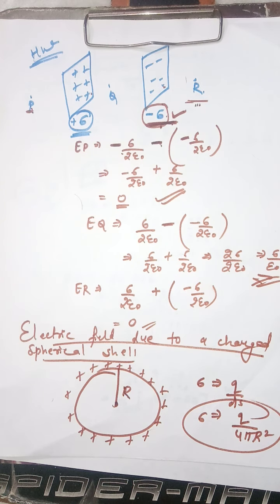And the surface charge density, as we know, is the ratio of charge per unit area. And the area of a sphere is 4 pi multiplied by radius square, and our radius is R. Therefore, the expression for surface charge density becomes sigma is equal to Q by 4 pi R square. So, this must be clear to you.